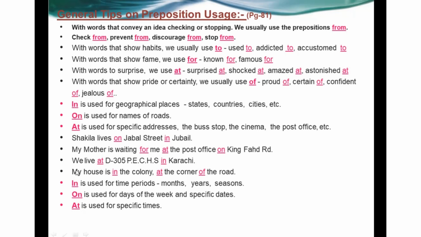Let's come to next example. Okay, my house is dash the colony, dash the corner, dash the road. Okay, it will become the house is inside the colony, right students? That is why we're using in here. At the corner, corner gives you exact idea of that place. Exactly where is it? In the corner only. So you will use at the corner of the road.